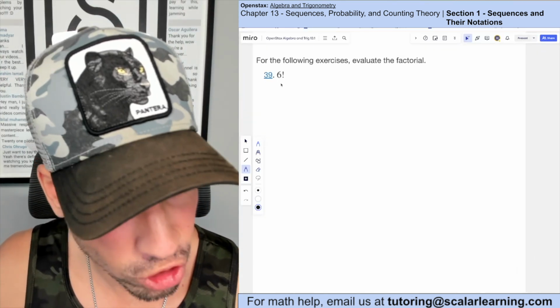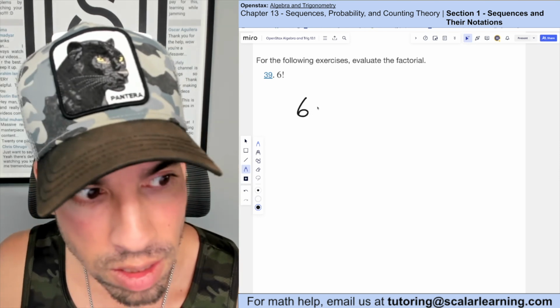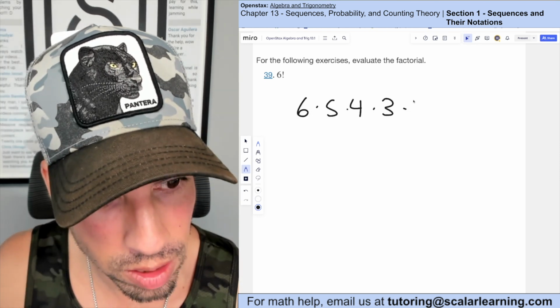Now we got some good old-fashioned factorials. Again, I call it the multiplication countdown. So 6 factorial is 6 times 5 times 4 times 3 times 2 times 1.